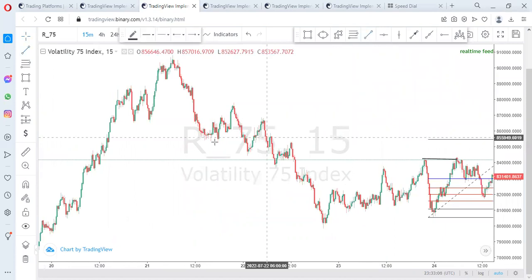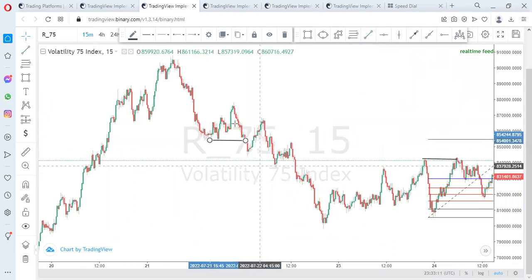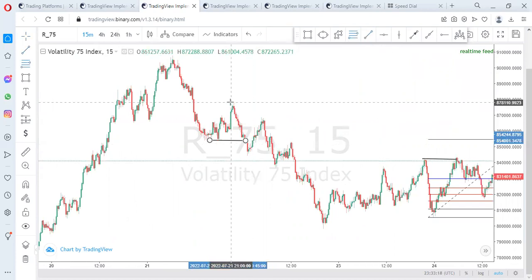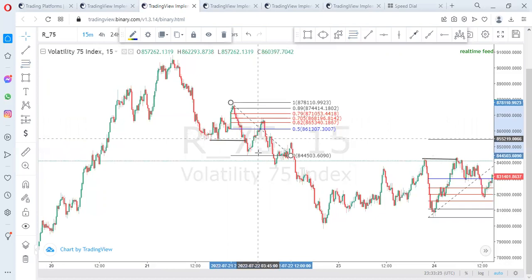So the first thing I look out for is my break of structure. It is very important. This market is trending down here. After my break of structure, I bring out my Fibonacci tool. I put it from one swing point to another. And what did you see? This can be used on all time frames. You can do the same thing on a daily time frame.